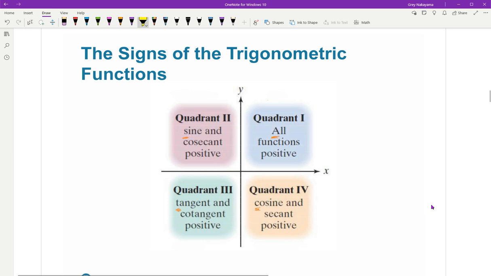Some people like to remember the mnemonic device that I have underlined the first letter of each of these. It says "all students take calculus," which we of course know isn't true, but it is a device to help you remember that all functions are positive here, sine and its reciprocal here, tangent and its reciprocal here, and cosine and its reciprocal there.